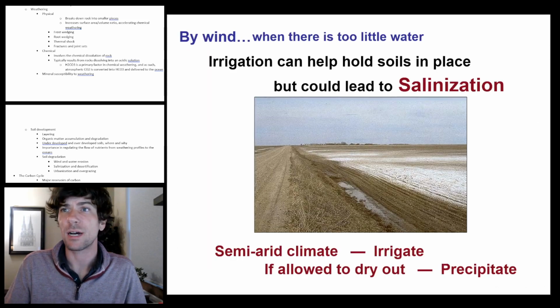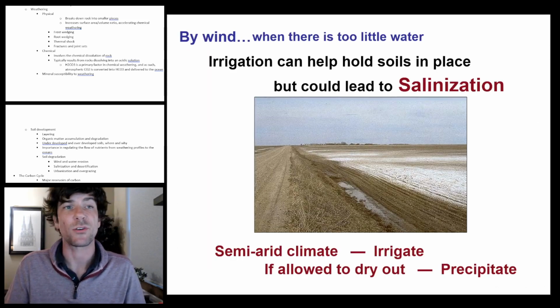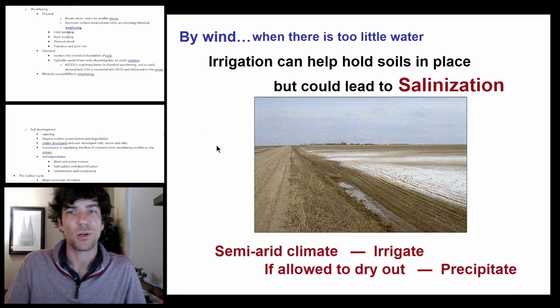Soil erosion or degradation more generally is a really big deal. It's really important to prevent it because soils take a really long time to develop, and we're destroying them at a kind of alarming pace. A lot of different things can lead to soil degradation or erosion.